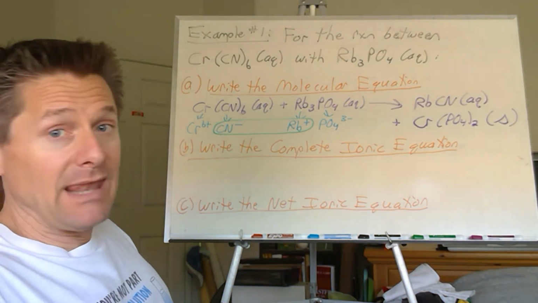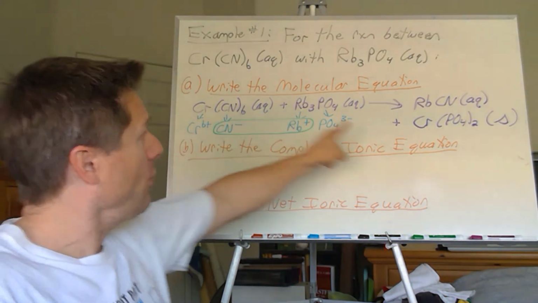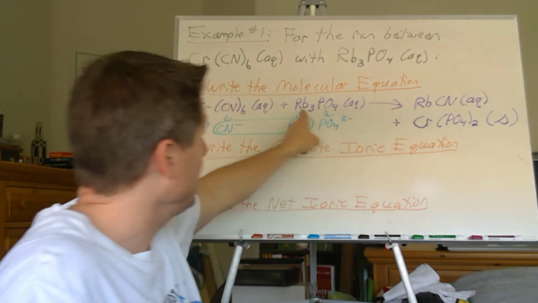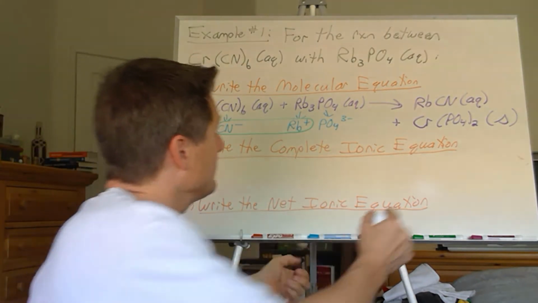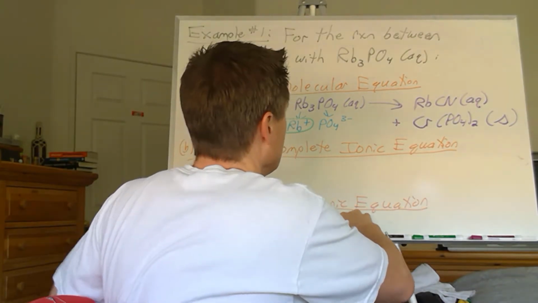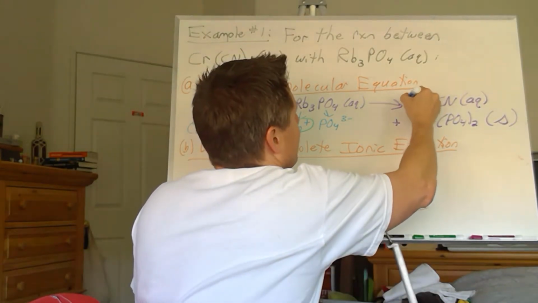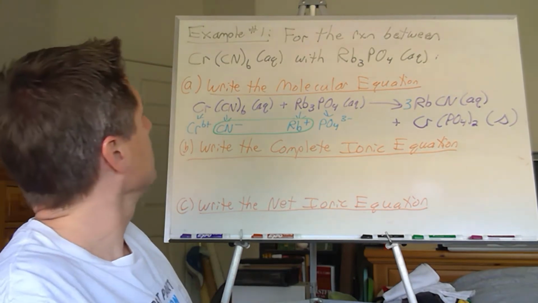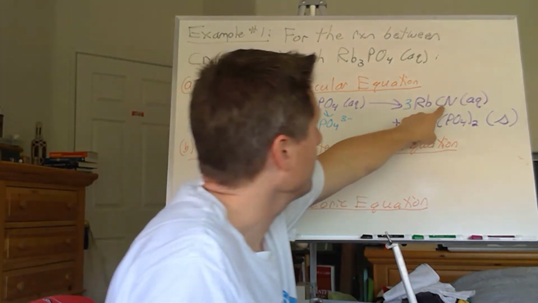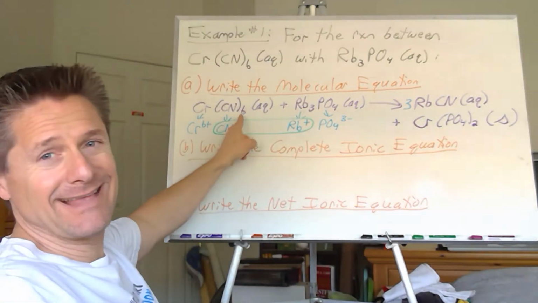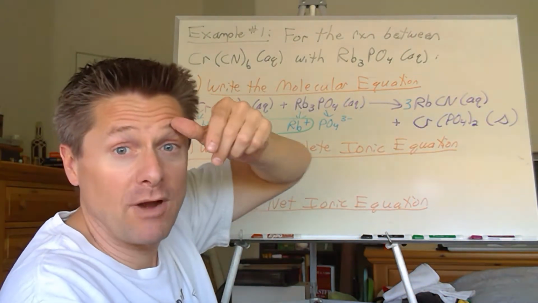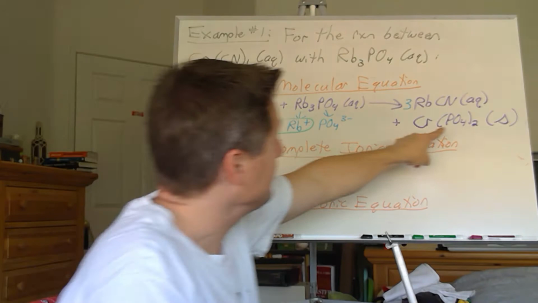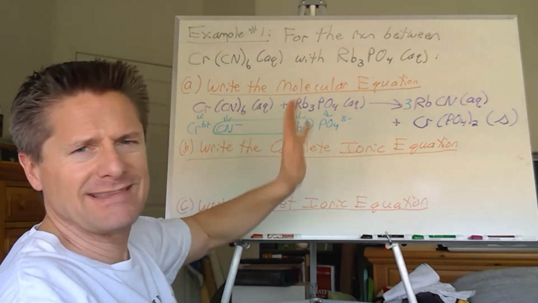Then we balance it last. All right, so I got 1 chromium, 1 chromium, 1 rubidium, 3 rubidiums. Okay. So if I put a 3 here, that would balance my rubidiums. That would give me 3 cyanides. Oh no, I have 6 cyanides. Crud monkeys! I have 2 phosphates and 1 phosphate. Double crud monkeys! So I'm going to need to do the phosphate. Doesn't matter, do the cyanide or the phosphate.